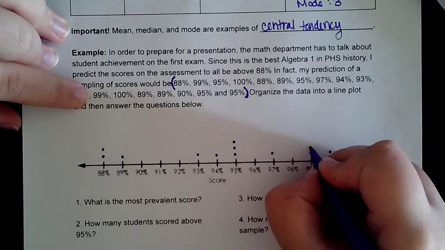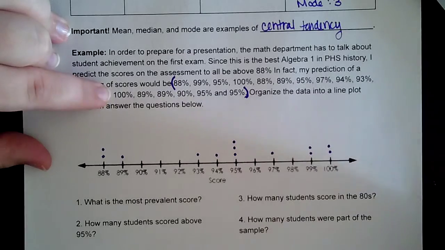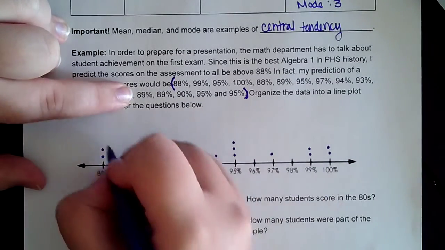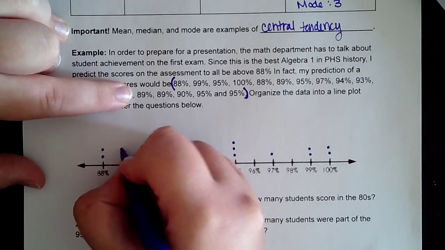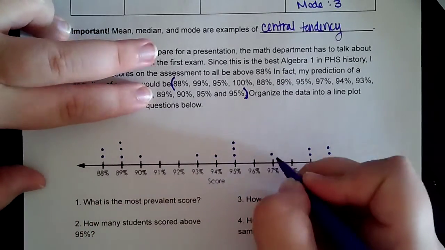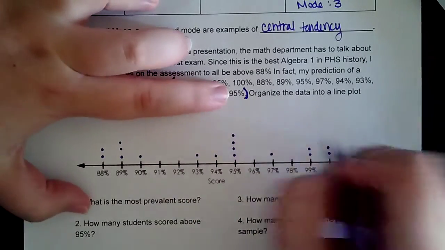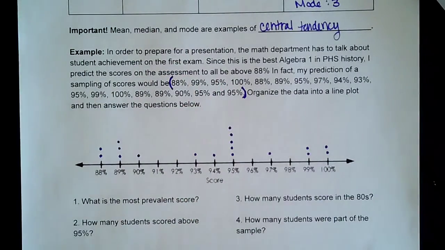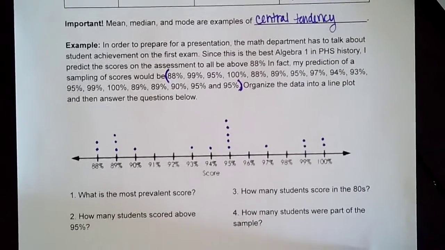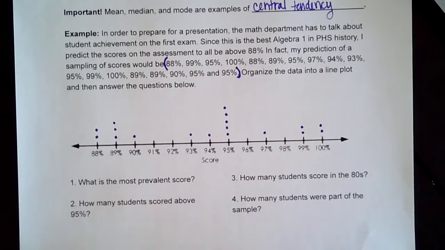Notice I'm not making these dots very big. I don't have to because I can see them just fine the way they are. 89. All right, there is my data set with all of my data points. Now I'm going to use that information, I'm going to use this chart, essentially, to answer these questions.